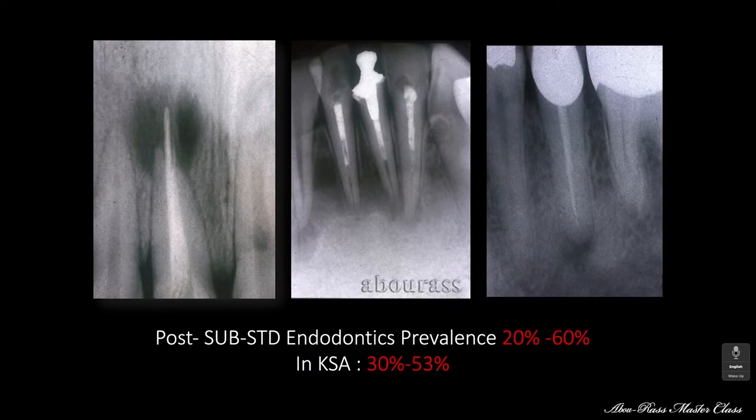This is unacceptable. So my job is to focus on the Kingdom. What is the incidence of this problem in the Kingdom, KSA? I found it to be between 30 to 53%.